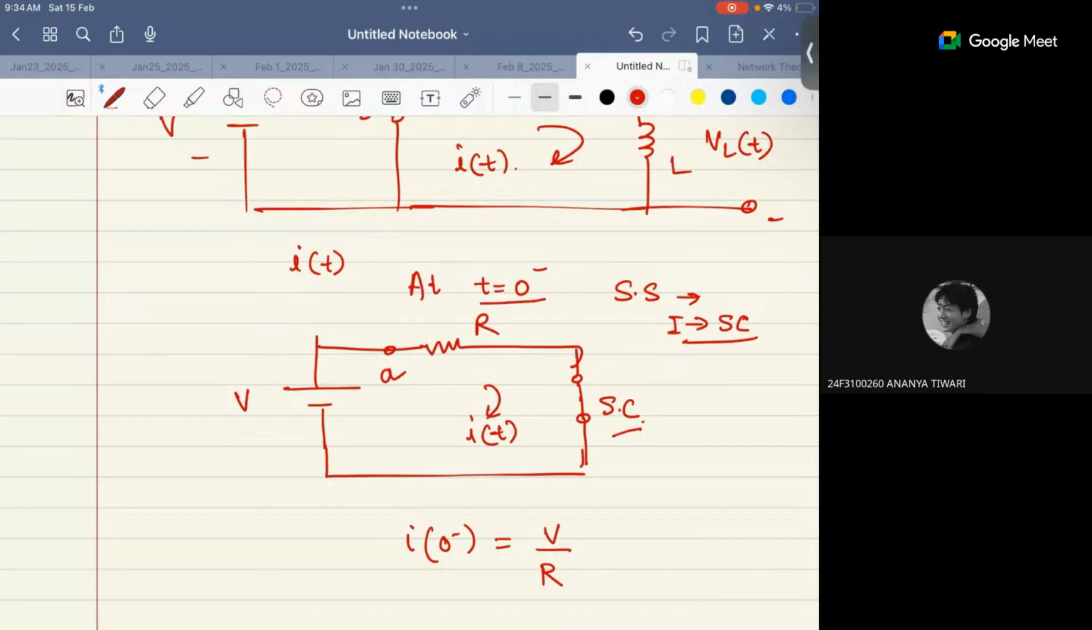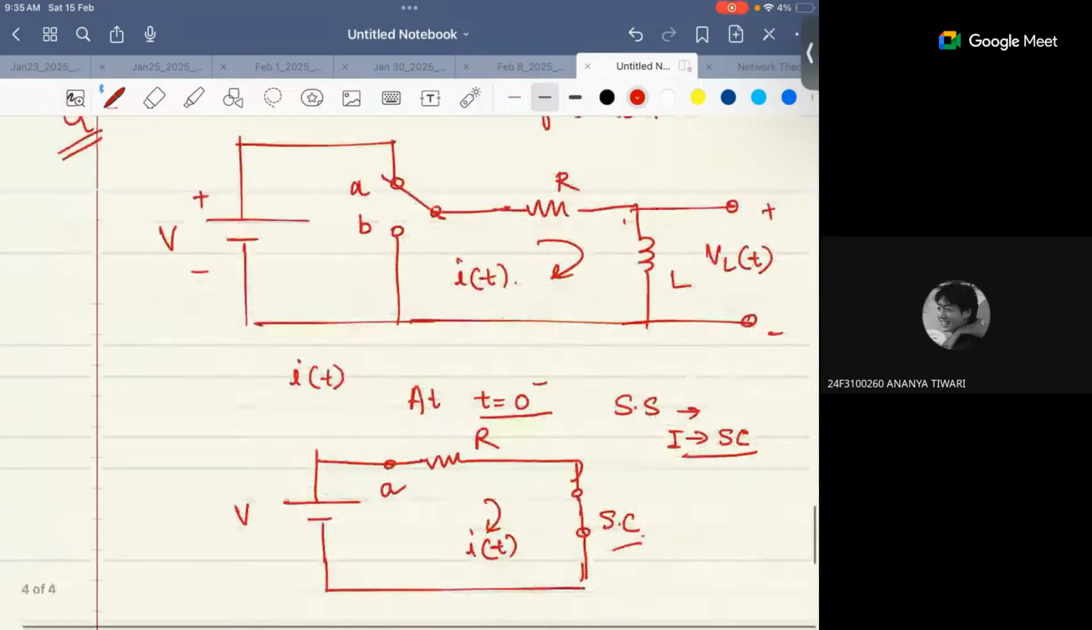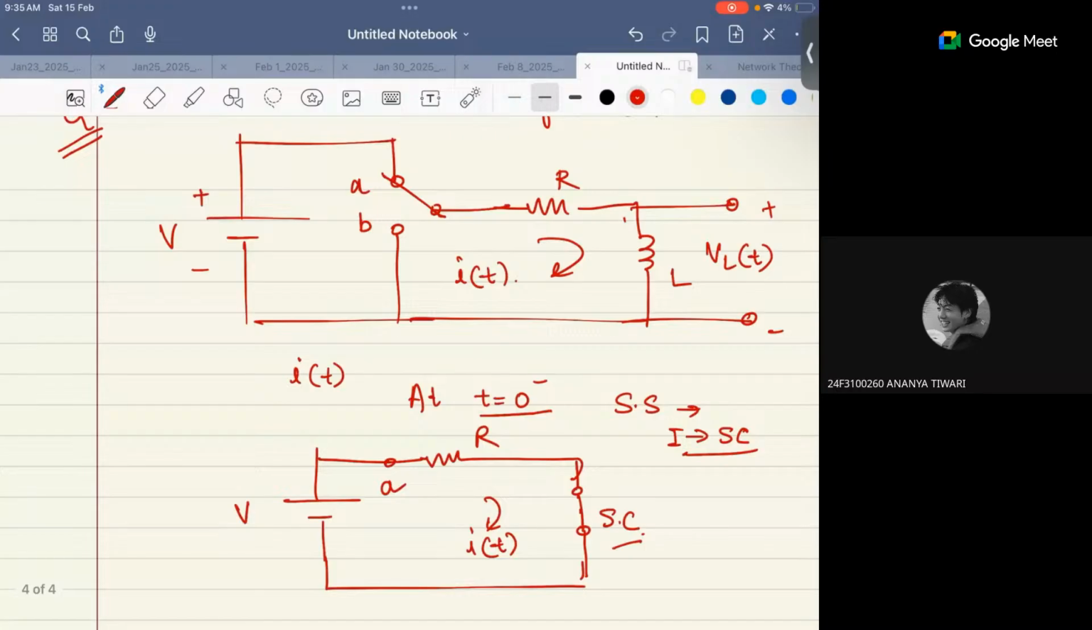Does anybody have any confusion about why this is a steady state? At t equals minus infinity, this was already connected to A for a very large time. We don't know when the switch was connected through A. So from minus infinity till 0 minus, it was in the same condition, right? That means this inductor will keep on charging.